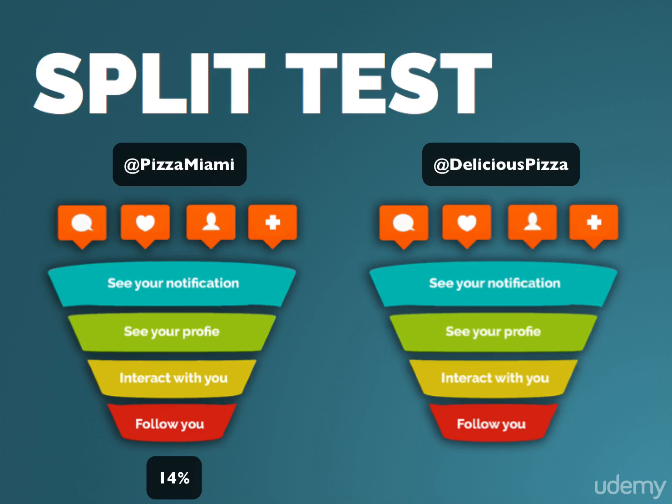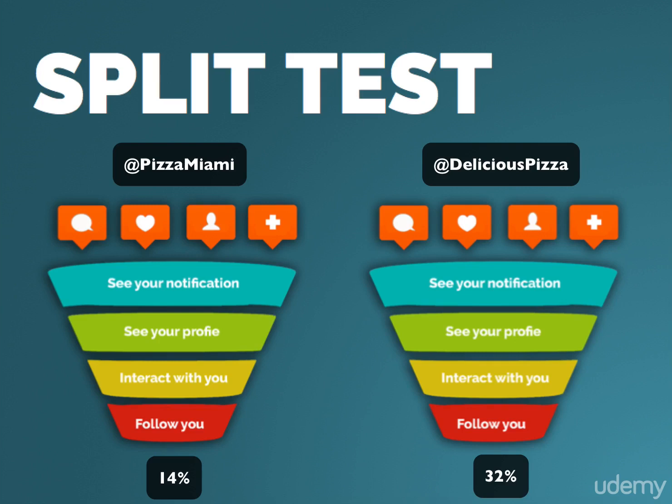Conversely, Delicious Pizza, which is also a pizza company here in Miami, I did the exact same amount of work and put in the same 4 inputs, but instead of getting a 14% return, I got a 32% return. Now this number is more than twice the results of Pizza Miami, and it's a percentage. So if you did 100 people on each, 14 people would follow me and 32 people would follow me. This is why it's so crucial to split test the difference, because you could see a difference in results like this and you think you're getting the best results for your account when there's another account out there and another target audience out there who would be far more receptive to your business.